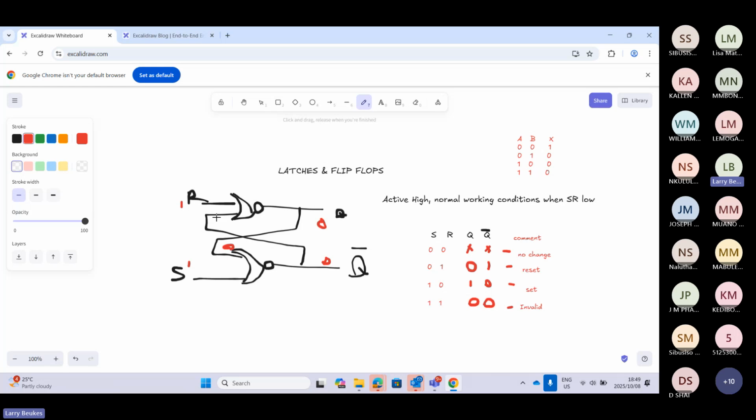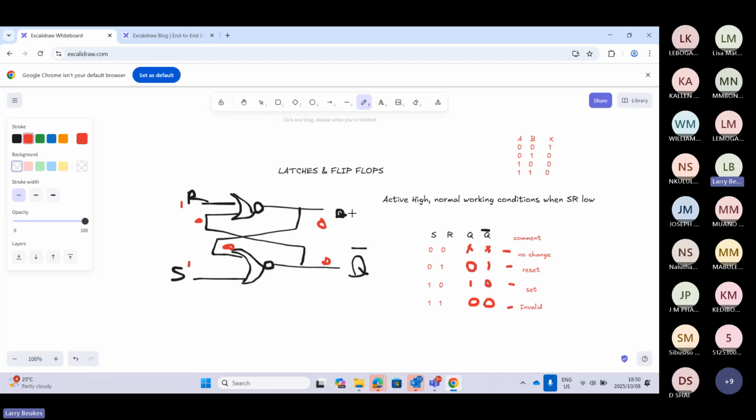We take this 0, we bring it here. 0 and 1, we know it's going to give us a 0. This 0 here, again, 0 and 1 gives us a 0. Even if you say 1 and 0, it will give us a 0. So it will still be like this. No matter the previous state, it will still be invalid. So this is basically your SR latch.